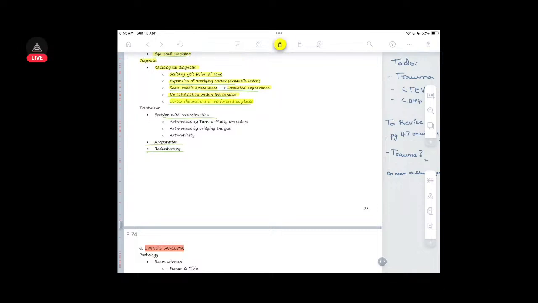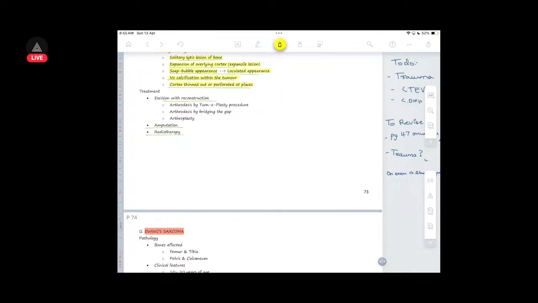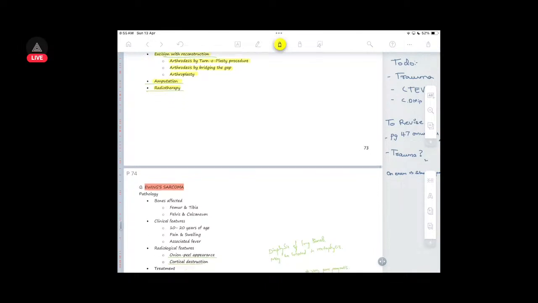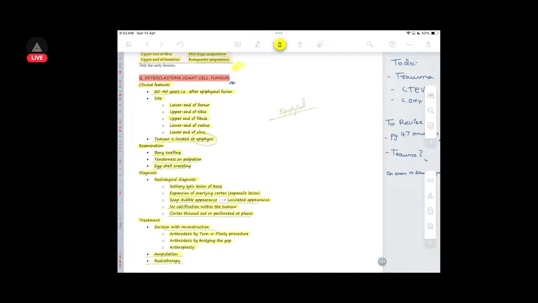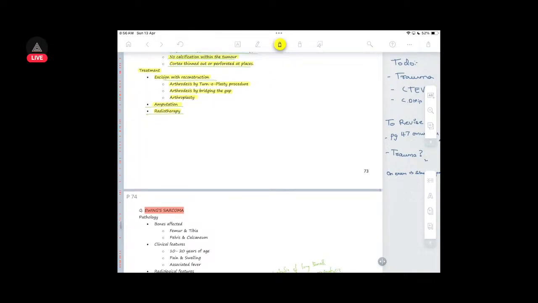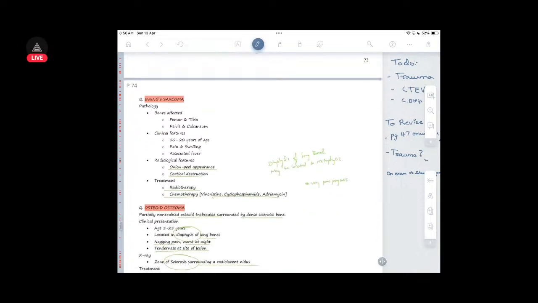Cortex is thinned out or perforated at some places. So treatment is excision with reconstruction. You can fuse the joint with turnoplasty, you can fuse the joint by bridging the gap, or you can do arthroplasty. You can also do amputation and radiotherapy for the treatment of osteoclastoma. So: excision with reconstruction, arthrodesis by turnoplasty, bridging the gap, and arthroplasty. You can do amputation, you can do radiotherapy.